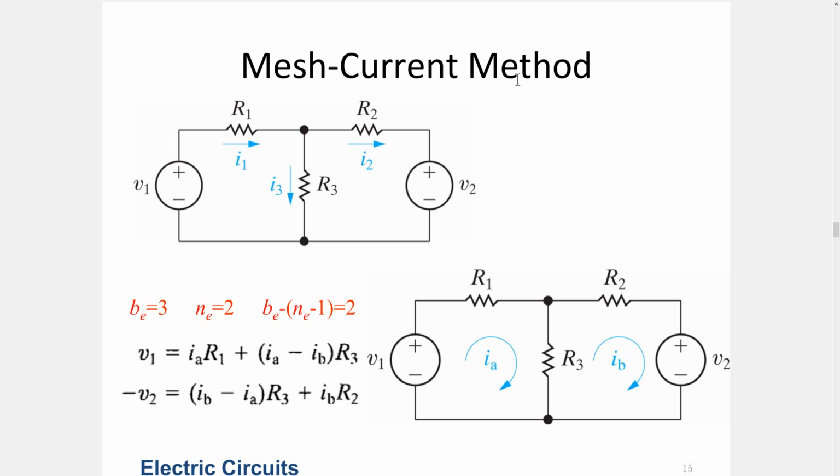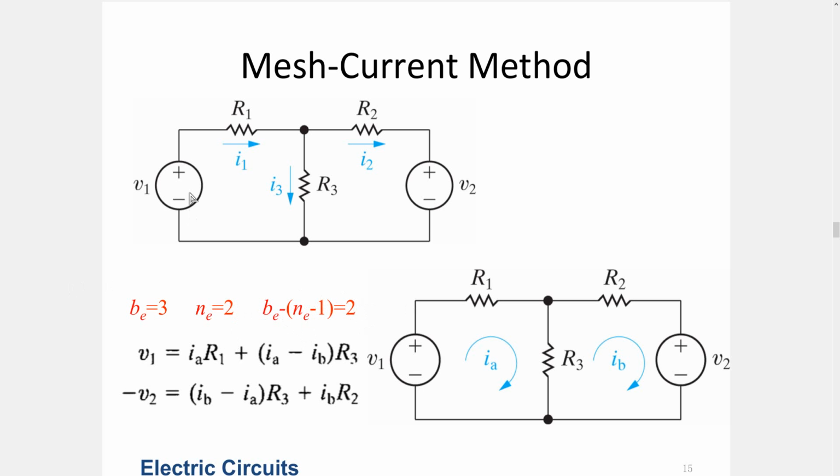So first of all, let us see how many branches we have here in this example circuit. We have three essential branches. We have two essential nodes. And so BE minus NE plus 1 equals 2. This is the number of mesh equations that we shall have.